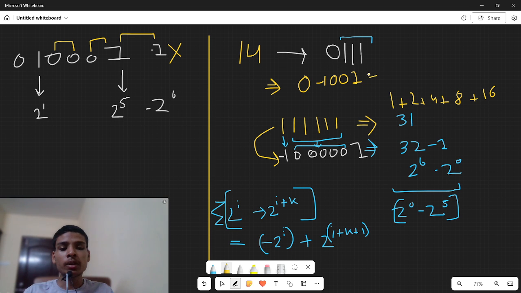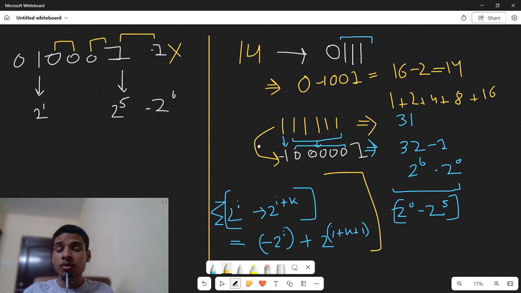But I can calculate also, that is 2 to the power 0, 1, 2, 3, 4, that is 16, and minus what, 2 to the power 1 is 2, that is minus 2, that is equal to 14. Okay, so this is the main equation to keep in mind when solving this problem.